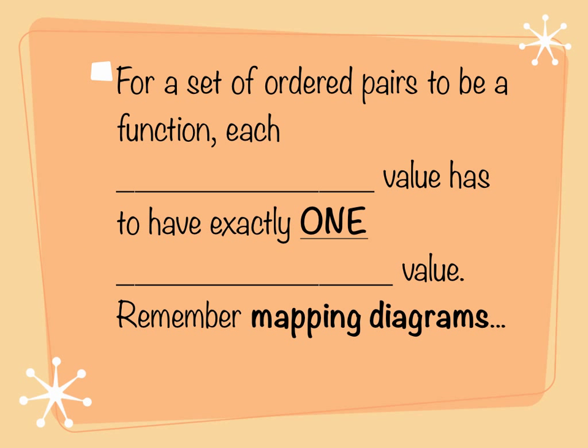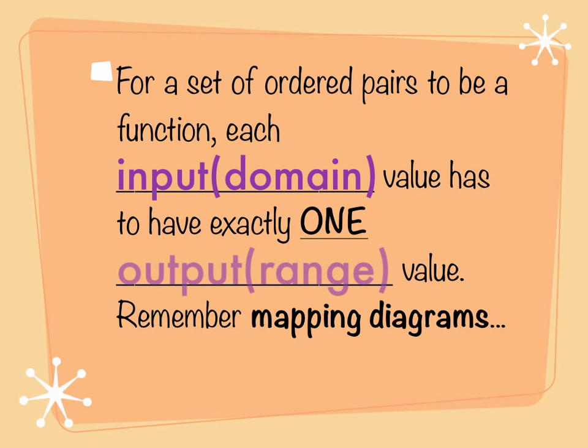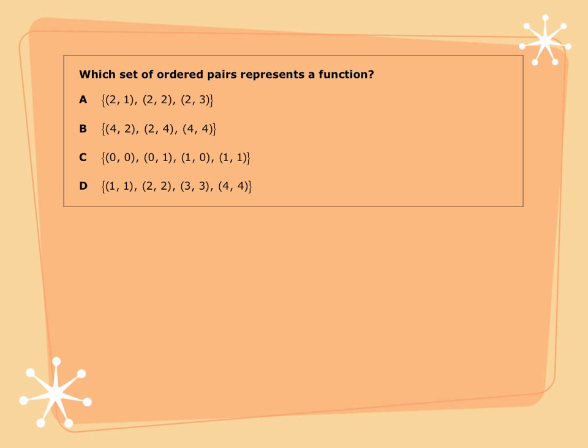The next, it says for a set of ordered pairs to be a function, each input or domain value has to have exactly one output or range value. Remember mapping diagrams, and we've actually already done this in a previous example. They just already gave us our mapping diagram. So it says which set of ordered pairs represents a function. So it gives us sets of ordered pairs. What I'm going to do is go ahead and take those ordered pairs, figure out their domain and their range, and make a mapping diagram.